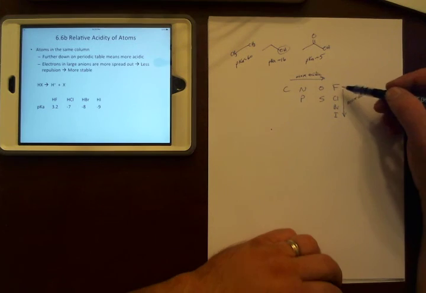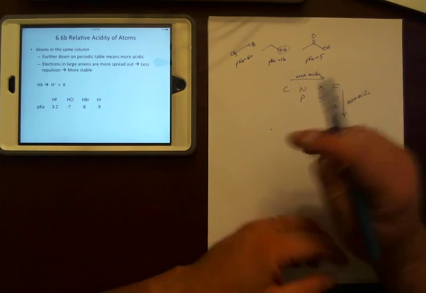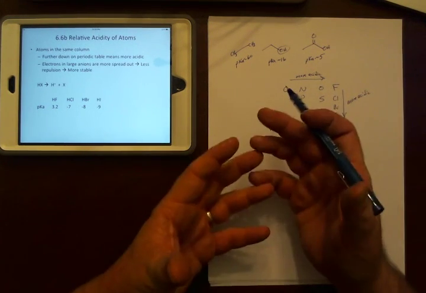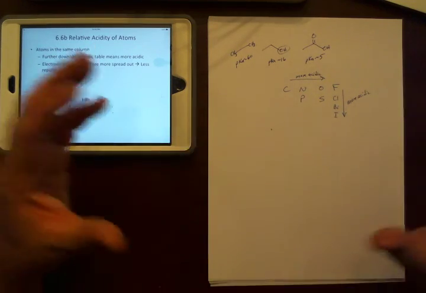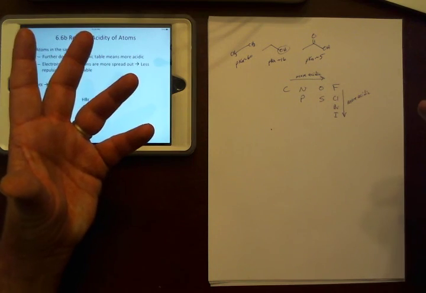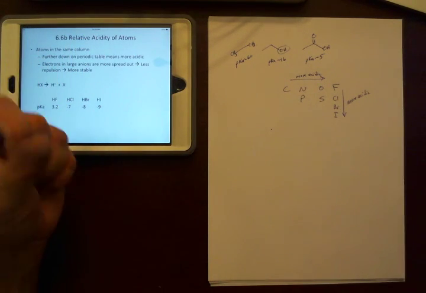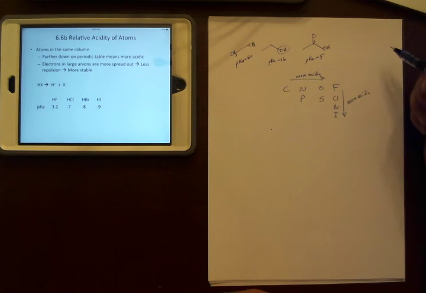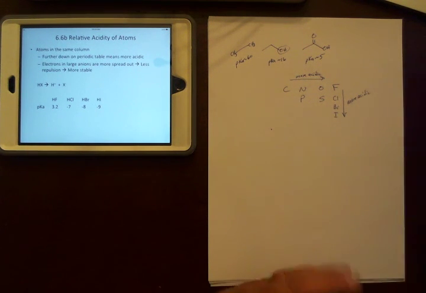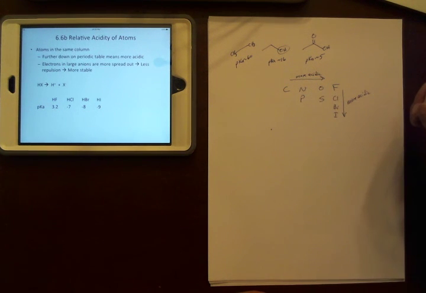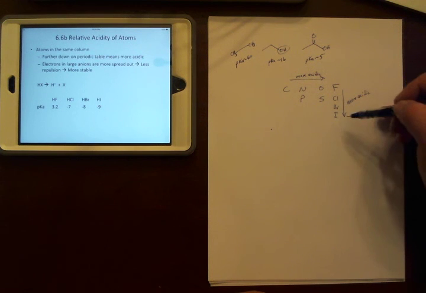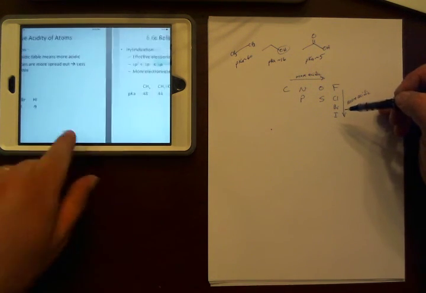The reason for this is that as you go down the periodic table, the atom itself gets bigger. Those valence electrons are further and further out, so it gets harder and harder to hold on to them. The hydrogen is just not held as tightly, so it's much freer to go. So the closer that atom is to iodine, the more acidic it's going to be.